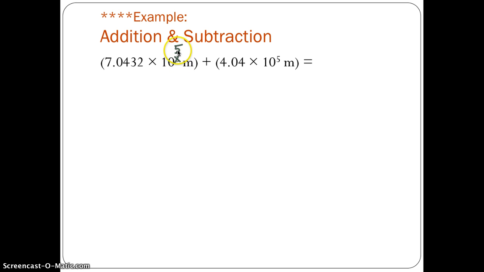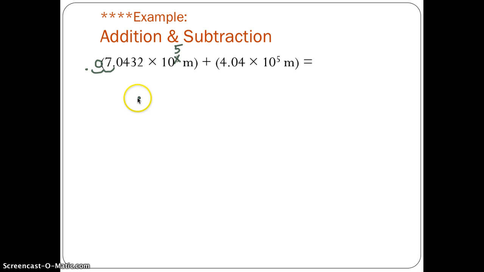So if I change this 3 to a 5, what I'm doing is I'm actually multiplying this whole value by 100, or 2 powers of 10. So in order for me to still have the same value here, what I have to do is divide the coefficient by 2 powers of 10. So what that means is I have to move my decimal over 2 places right here. So hopefully you can see that.